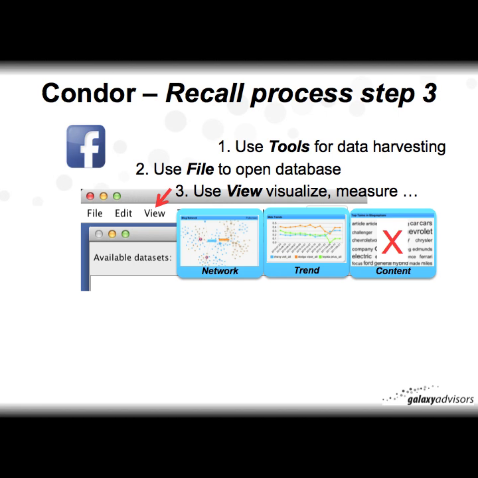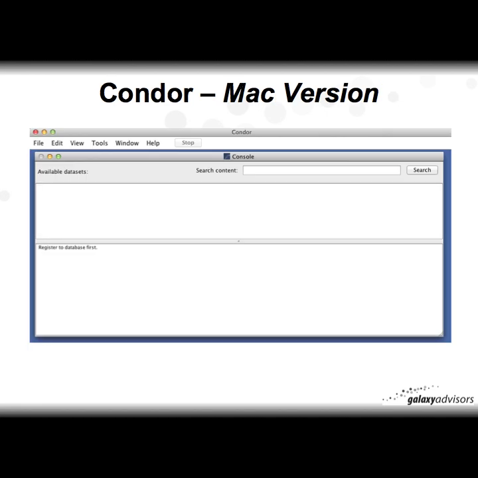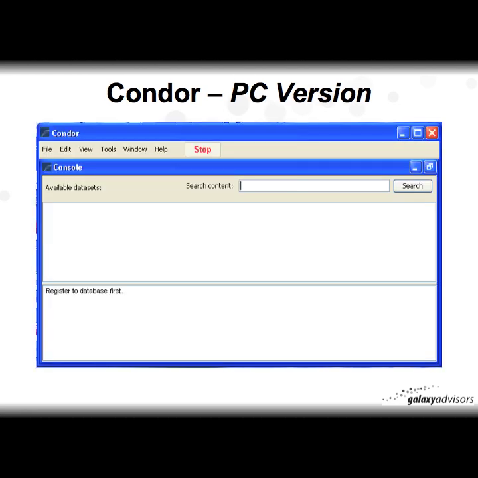Now, one thing about the Facebook Condor Fetcher: no content is collected in the fetching harvesting operations. So you'll have the network, you can create some trends, but there's really no content to examine in the Facebook database. Again, Condor runs on a Mac, and this is the screen display for the Mac version, and the screen display for the PC version. Again, the functionality is identical.